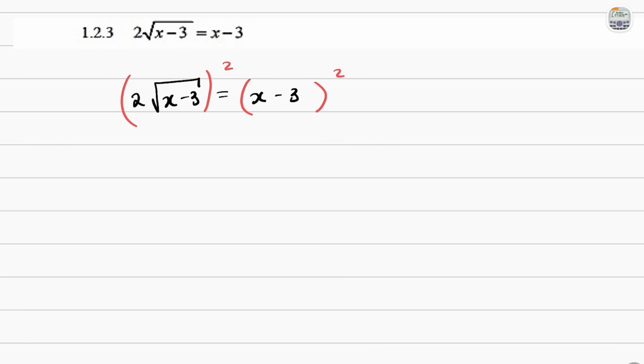So when they get squared, the 2 gets squared to become 4, and then this gets squared. If it gets squared, what happens is that radical breaks open and you just have the x minus 3. But this has 2 terms, so use brackets, okay, to show it's still multiplying to the 4. And then this is equal to, and we're going to square this.